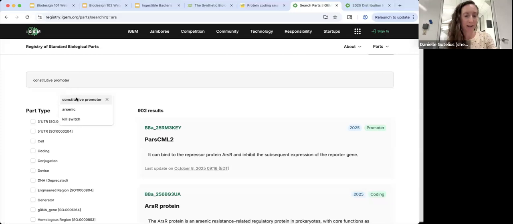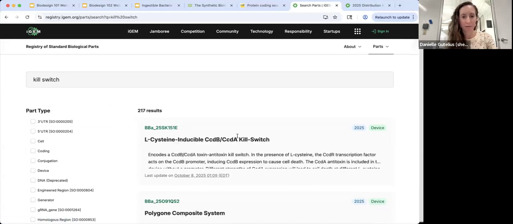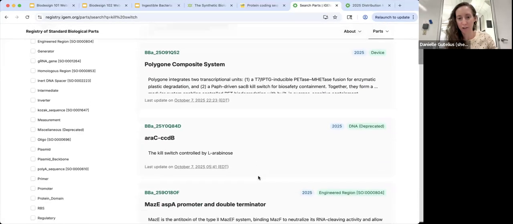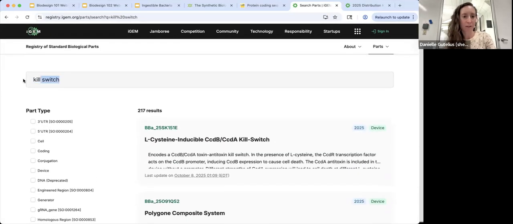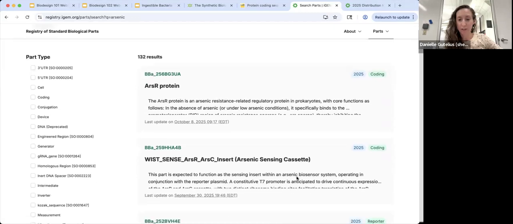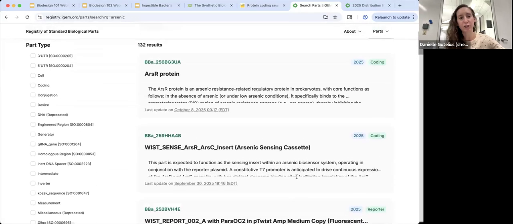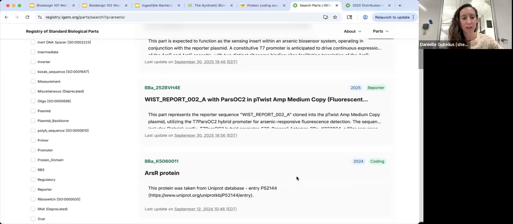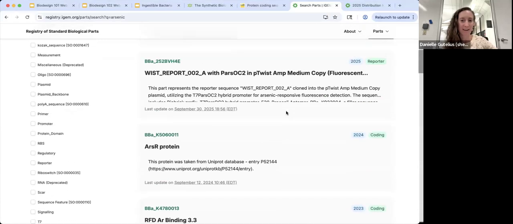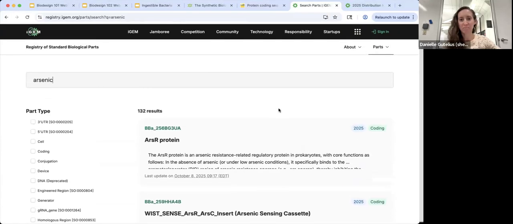You can type in here like kill switch and it should search. Yep. It gave me 217 results and there are all sorts of different kill switches here I can choose from. We can search for arsenic. There's our ArsR protein, right? So it gives us a bunch of arsenic sensing things. And on the left-hand side, you can choose what part type you're looking for. You can see there are lots of part types. We only got into the very basic ones. So yeah, have fun with it.